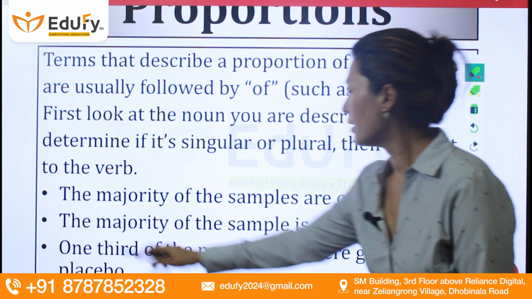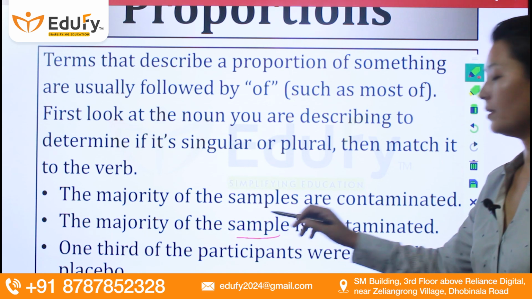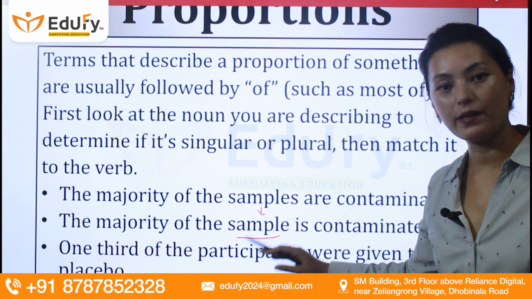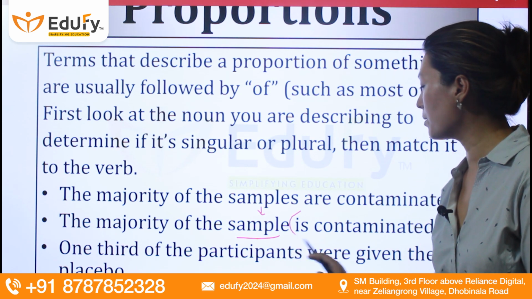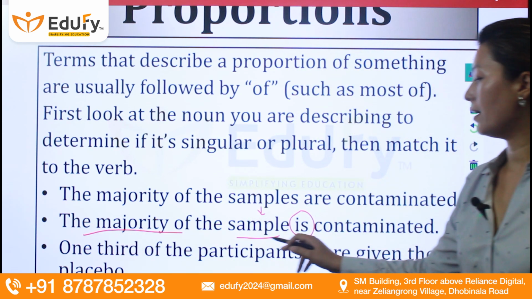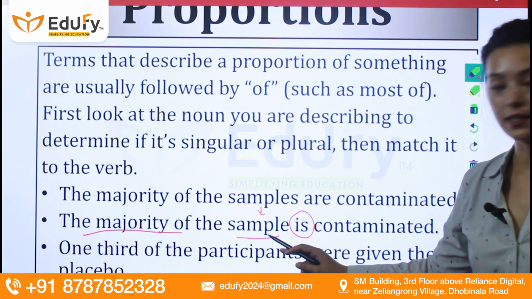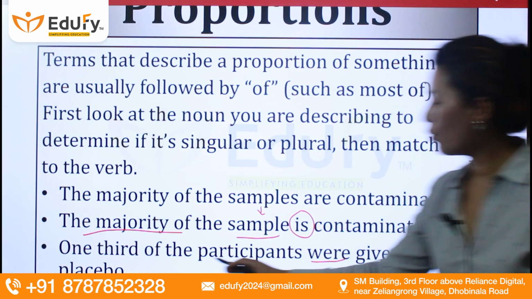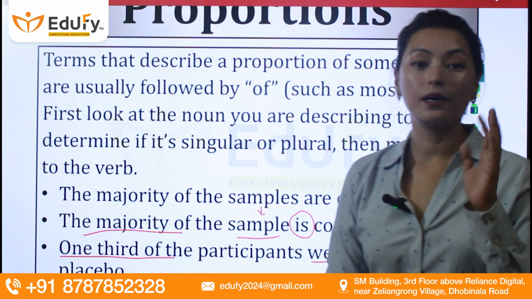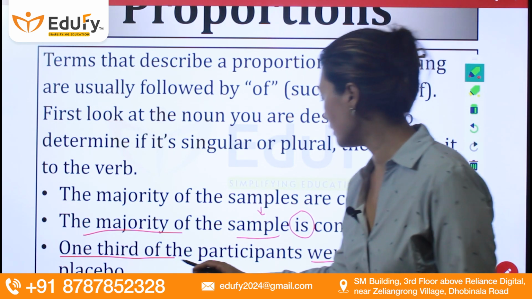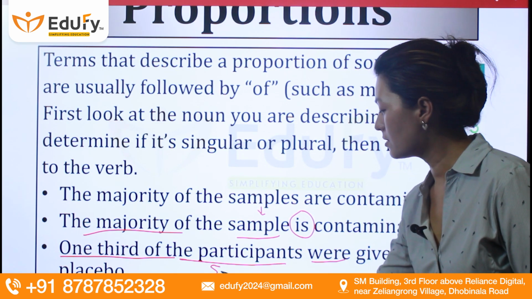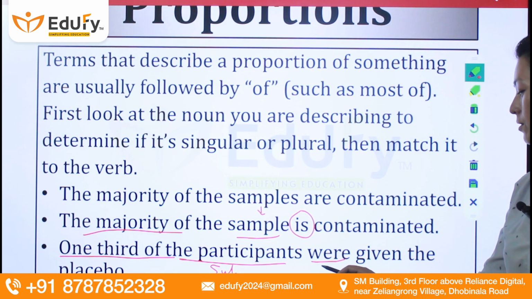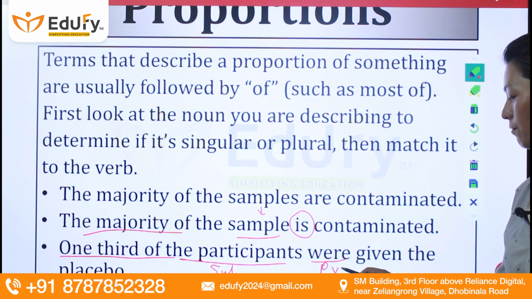Let's take a look at this one. The majority of the sample. Now, what has changed? From samples, it has changed to sample, right? So I'm not basing my verb according to the proportion, but rather the noun provided in the sentence. Next one, 1/3 of the participants. Again, 1/3. I will not focus on that proportion. I will focus on the participants, which is the subject. What type of subject? Plural subjects. So therefore, the verb will also be a plural verb.